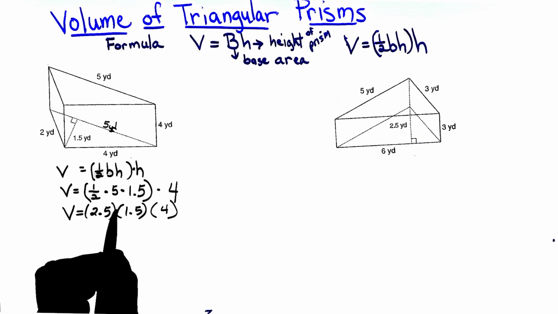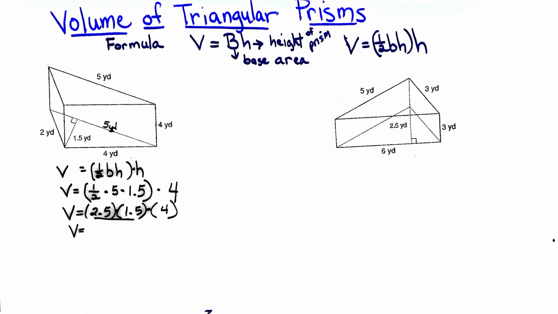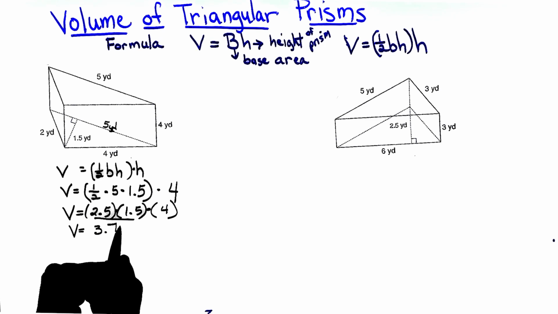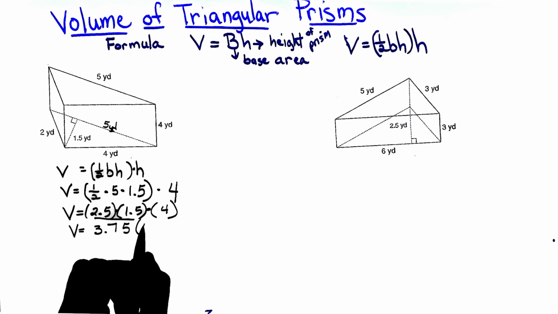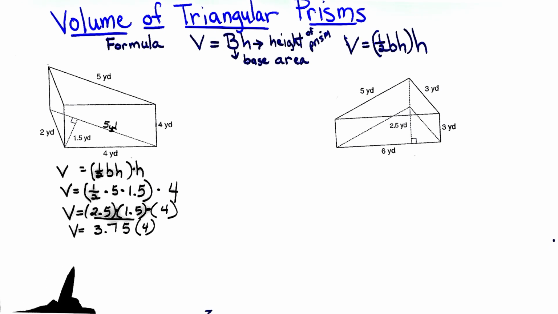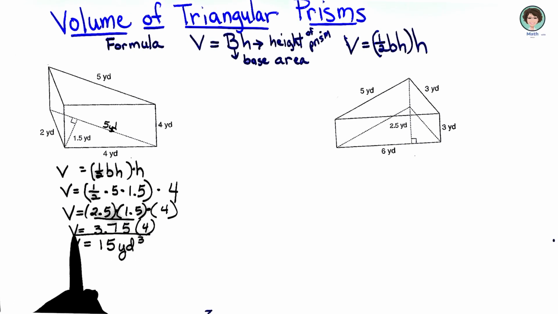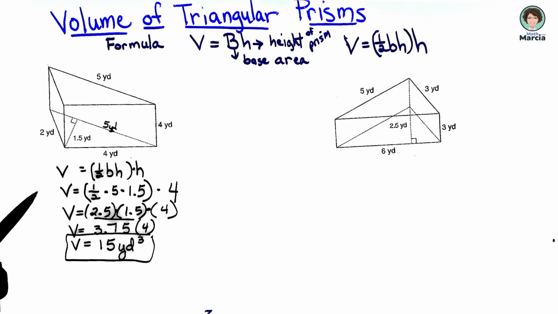So doing the first one, 2.5 times 1.5 is 3.75. Then we're going to multiply that by 4. So our volume is going to be 15 yards, and volume is always in cubic units. So this is our answer for the volume, the amount of space this triangular prism takes up, or how much it can actually be filled.